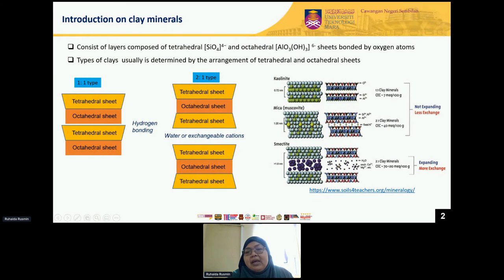So here are other structural features for clay minerals. We have different types of clay minerals, for example kaolinite, mica, and also smectite. Each of them has a specific arrangement. But for our research today, we are focusing more on the kaolinite clay minerals.